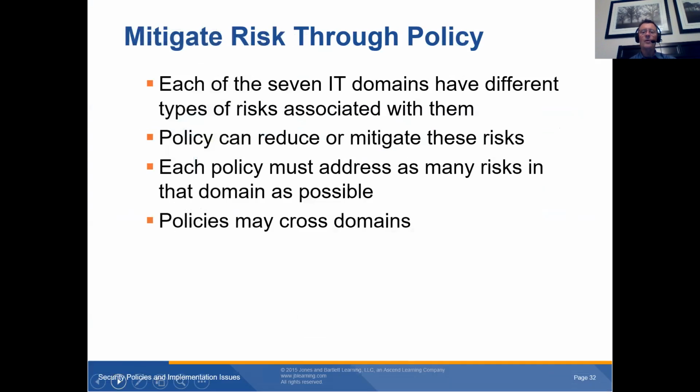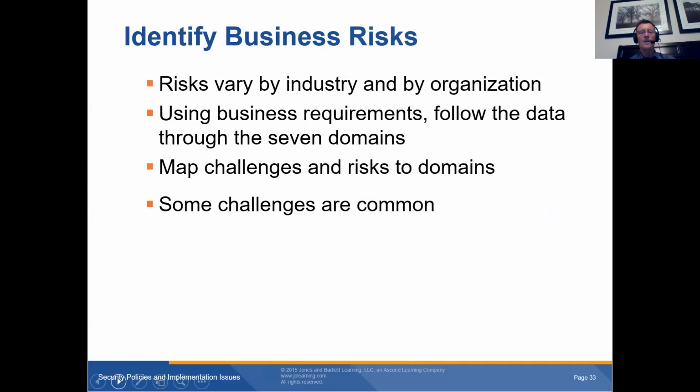We want to mitigate our risks through policy, and that's our goal. Each of the 7 IT domains has different types of risks associated with it. We can help mitigate some of those risks by defining good IT policies. Each policy must address as many risks in that domain as possible, and some policies may spread across domains. We want to identify our business risk. Remember, we have a threat, and its probability of occurrence becomes the risk.